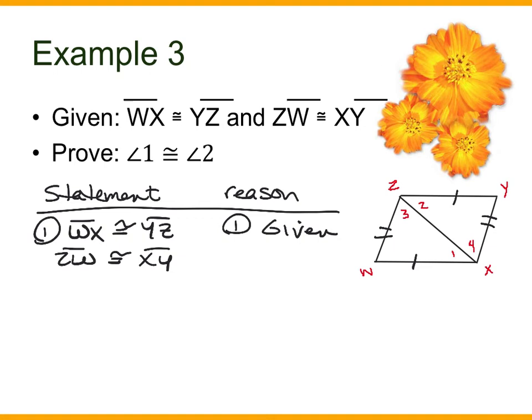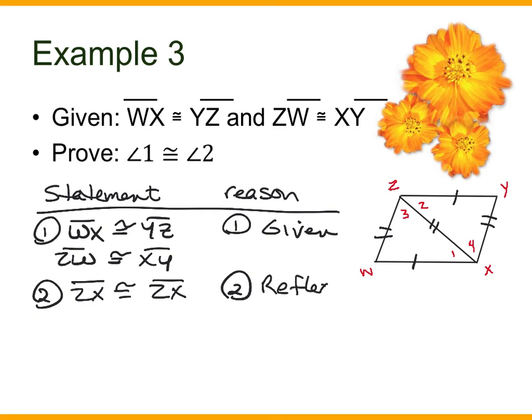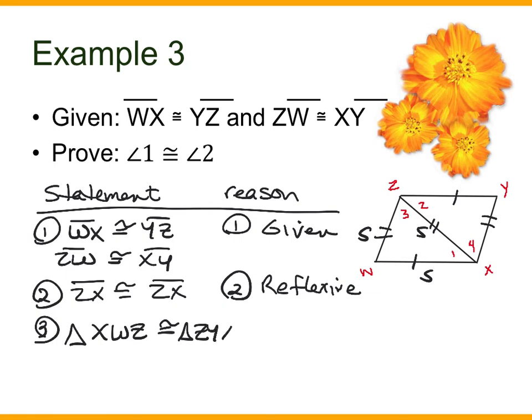So again, when you're doing the shortcuts, usually you need 3 things. So the last thing, again, here's this obvious side, and I can say that ZX, or you could say XZ, is congruent to itself. It's that shared side, and that's reflexive. Notice I now have all 3 sides marked, so side, side, side. So I can state that triangle XWZ is congruent to triangle ZYX, and that reason is side, side, side.